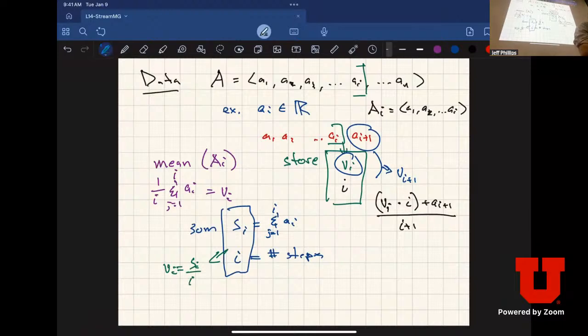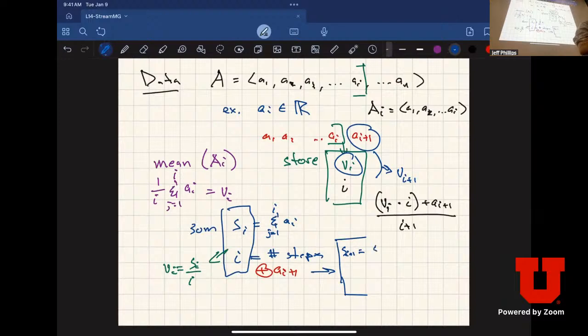But the good thing is these two things are easy to update, right? So now I store this i plus Ai plus 1. Well, all I have to do to do this update here is this will be Si plus 1.